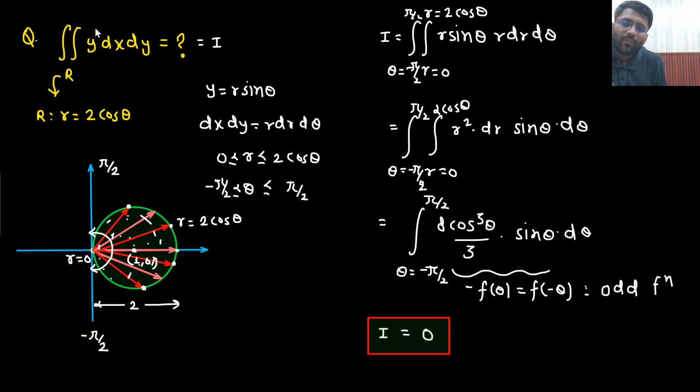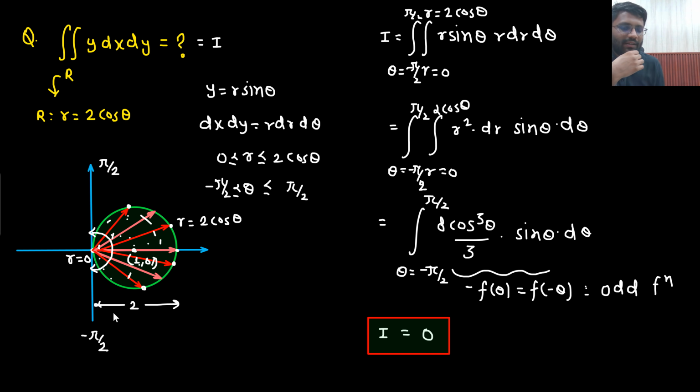Even if I would have put y cube here, then also the answer would have been the same. Say yes or no? Solve this question with y cube, answer would be same. Solve this question with y to the power 5, answer would be same only. Solve this question with y to the power 7, answer would be same only. Why I am saying so? Let's keep it for y dx dy only.